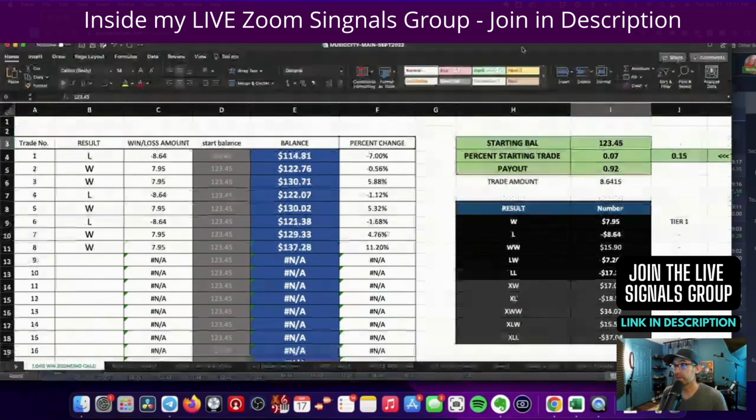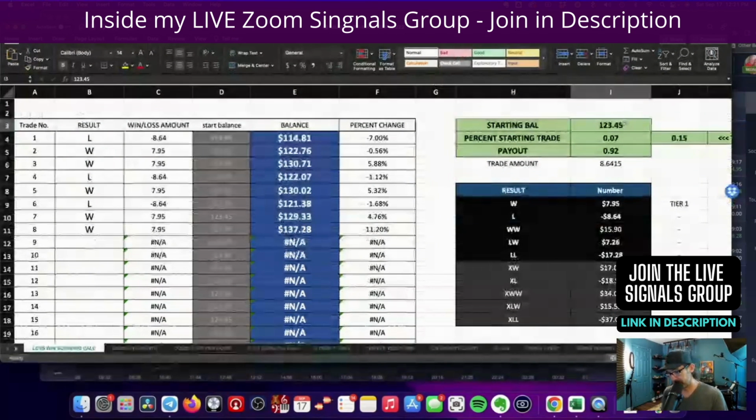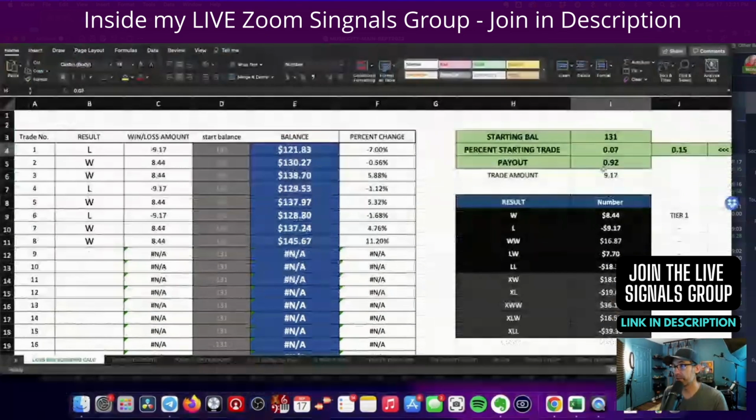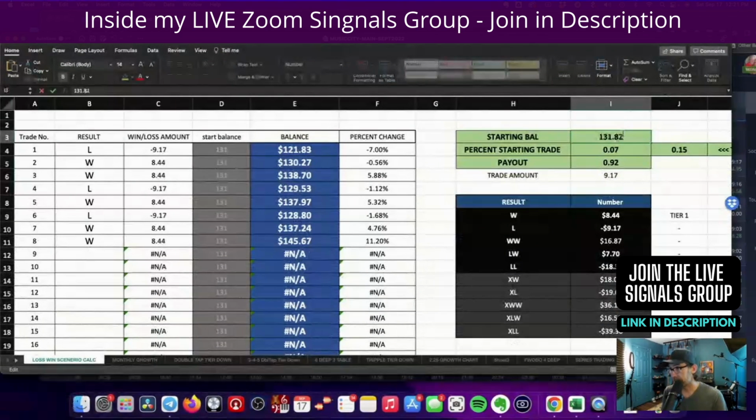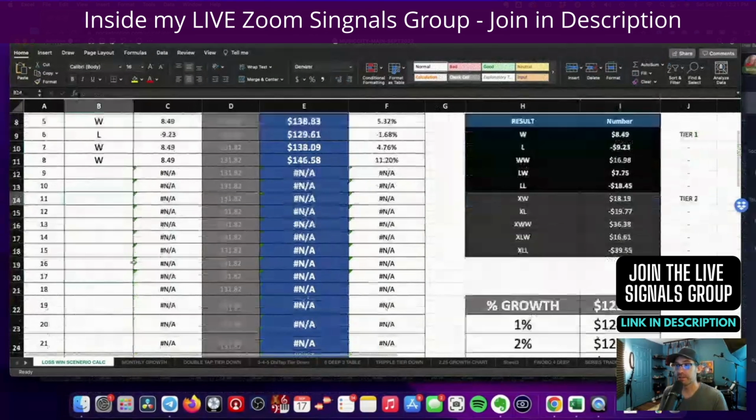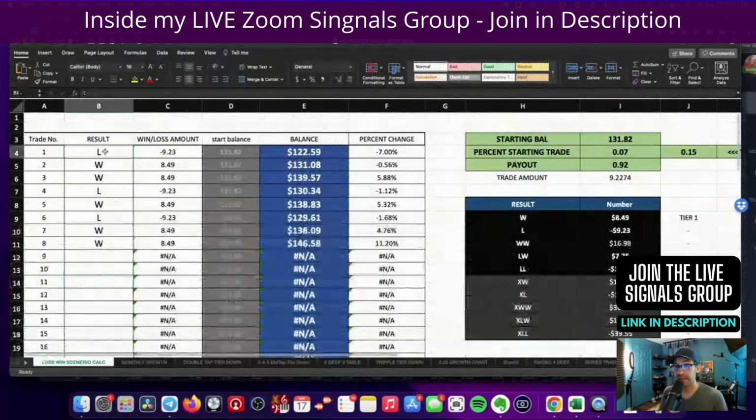So now we're gonna be setting our balance at 131. So 131 is the new balance that I'm gonna start with on my next session. And so what I'm doing right now, no martingale. I'm using this sort of like video game sheet that I made, and it calculates everything you do based on your percentage.